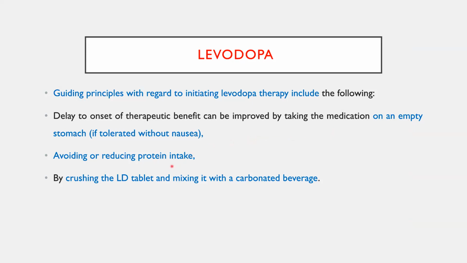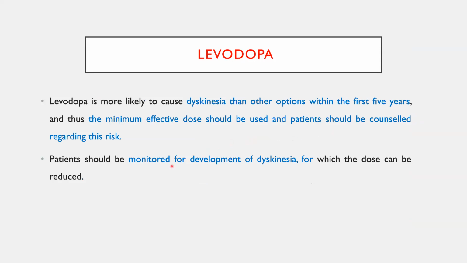Better avoid high dose protein, like any high calorie protein or high calorie meals. And if a patient wants to take the tablet with a carbonated drink, it can be given. Crushing the levodopa tablet with carbonated drinks like soda will also increase the absorption of levodopa. This option can also be given to the patient.